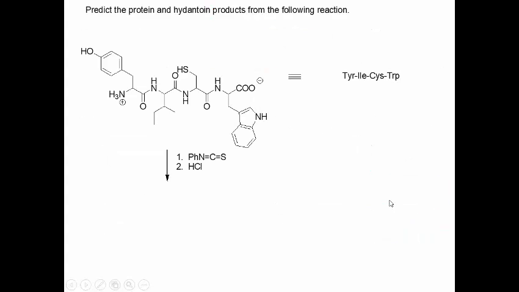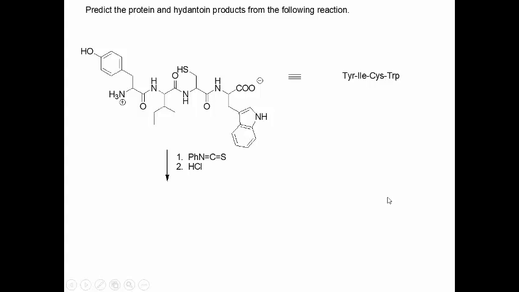Okay. All right, so let's just predict what we would get here. Predict the protein and hydantoin products that you would get from the following reaction. Recognize that the N-terminal amino acid is tyrosine. Next one in the chain is an isoleucine, followed by a cysteine, followed by a tryptophan. Okay, all right, so let's do the Edman degradation.